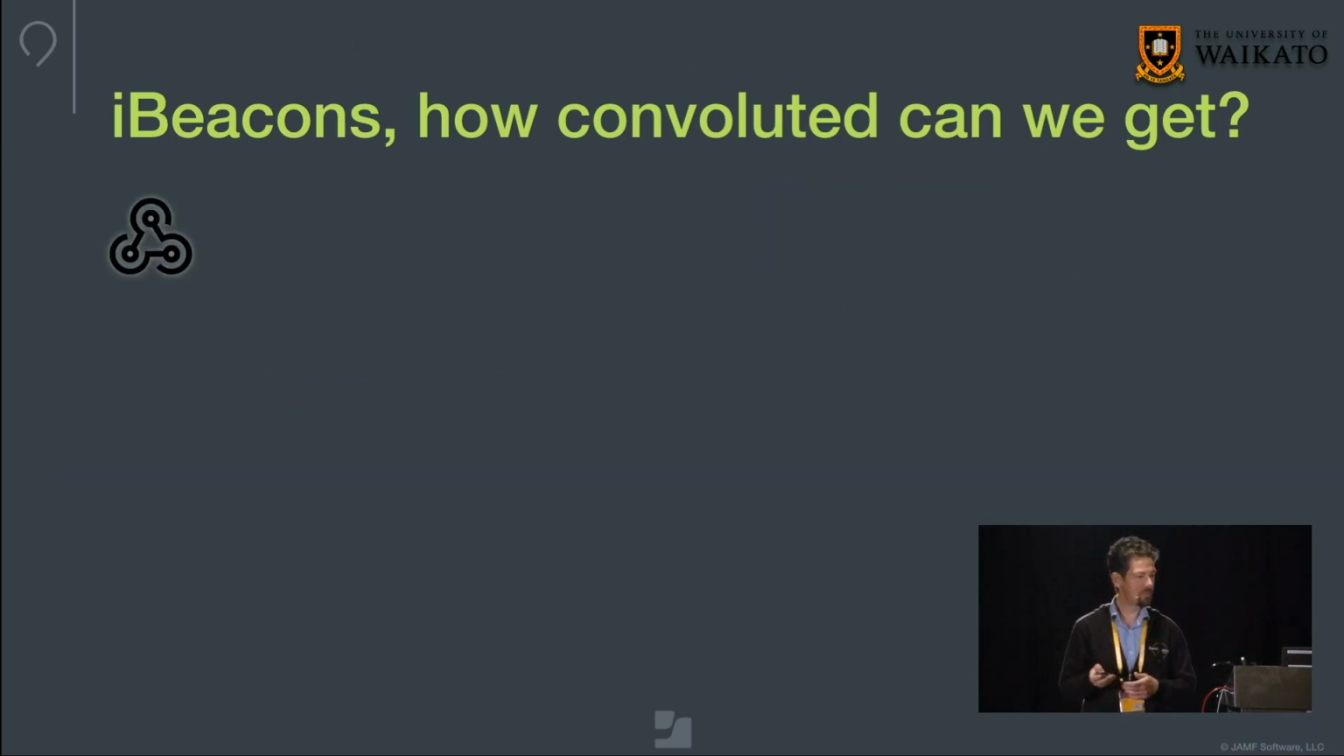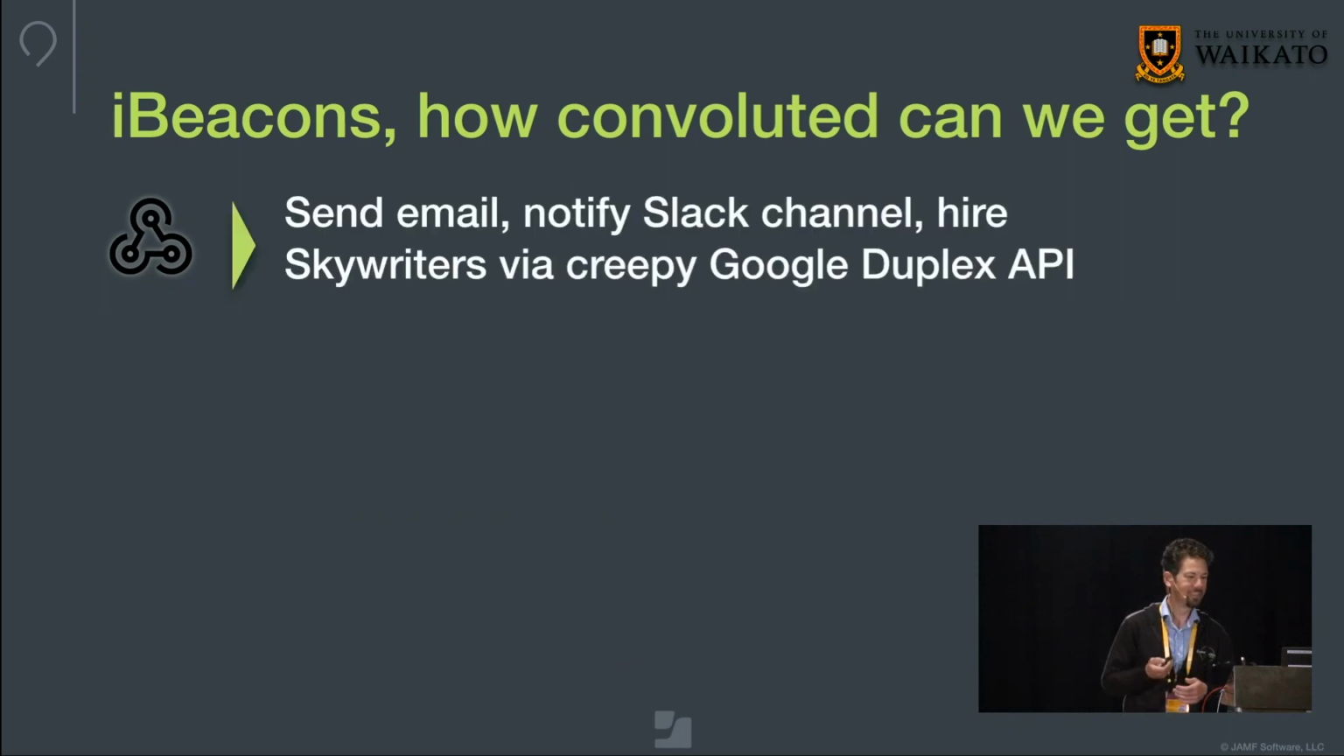So once I've got those, oops, have I gone too far? Nope. Looking at too many screens here. So the first webhook can send an email to people saying, hey, it looks like these Macs may have left the room, post in a Slack channel, call Google Duplex and get them to ring everyone up.